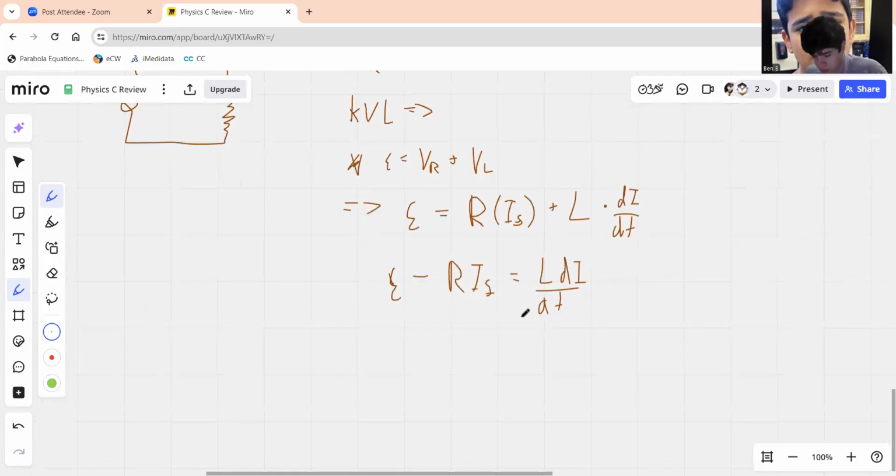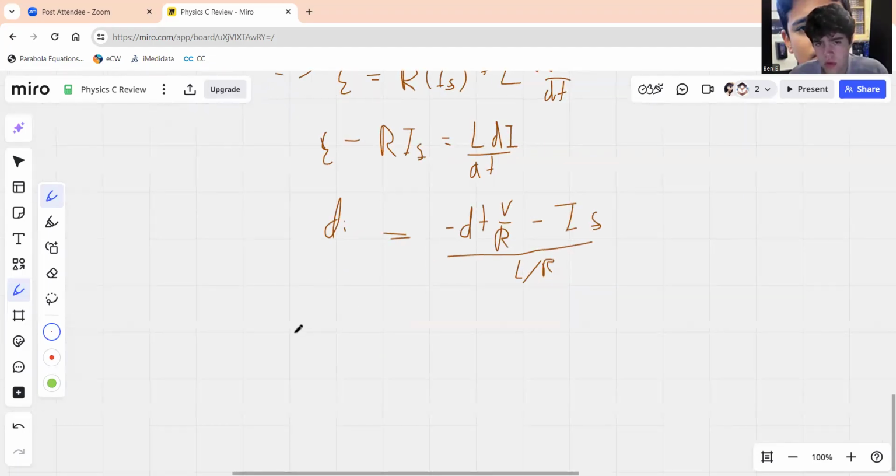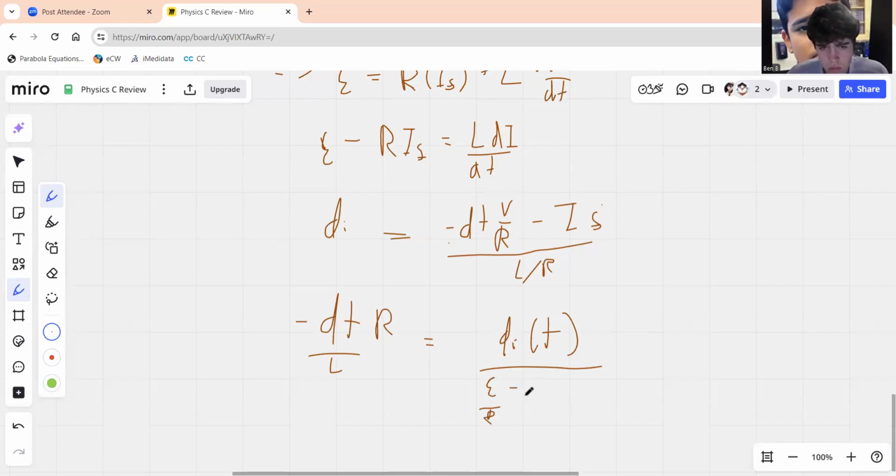So then we separate our variables to get di over dt. And when you fully separate them out, you get negative dt over L, multiplied by R, equals di of t over E over R minus I of t.